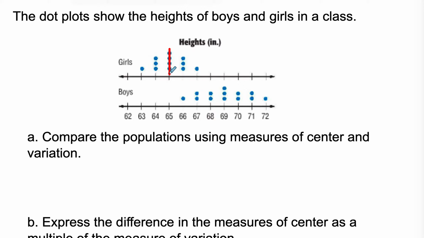So here's the middle of that graph. I've got 3 points to the left, 3 points to the right. That would perfectly match if folded. 1 point to the left, 1 point to the right. That would perfectly match if it was folded. So girls is perfectly symmetrical.